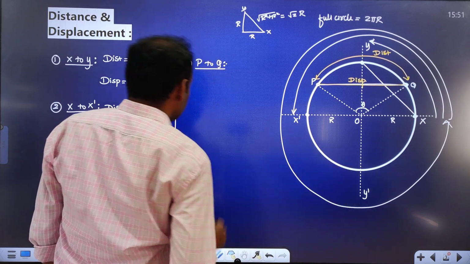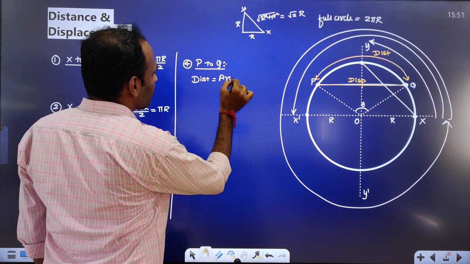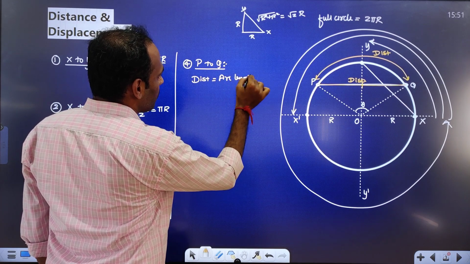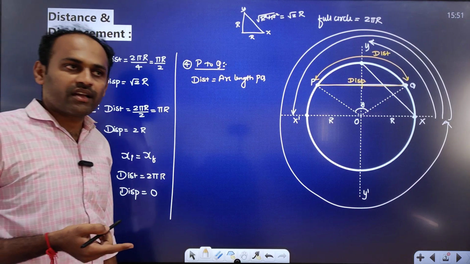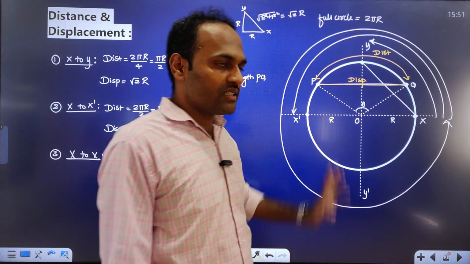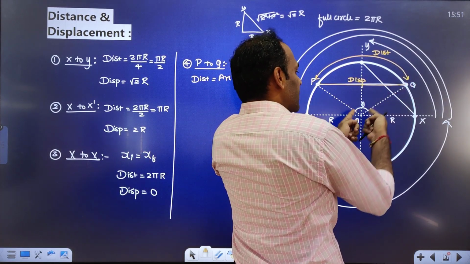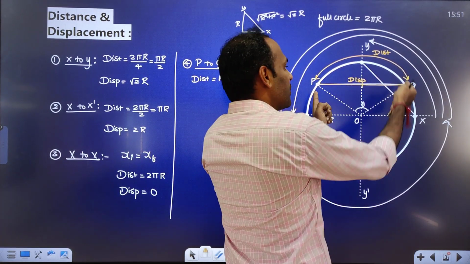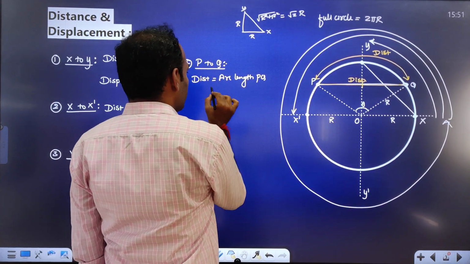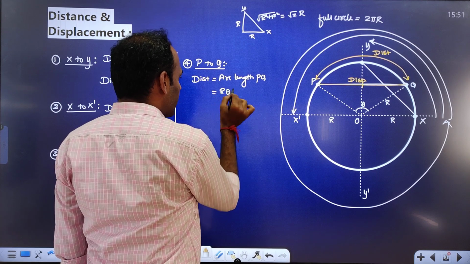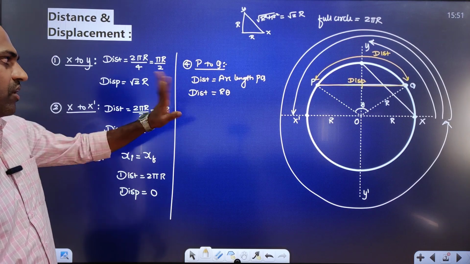Distance in this case will be equal to arc length PQ. What is arc length? Arc length is equal to radius into the angle subtended, right? This arc PQ is subtending an angle theta at the center, and the radius is r. That's why distance will be equal to r theta. In this case, distance will be equal to r theta. Right? Okay, we got distance now.